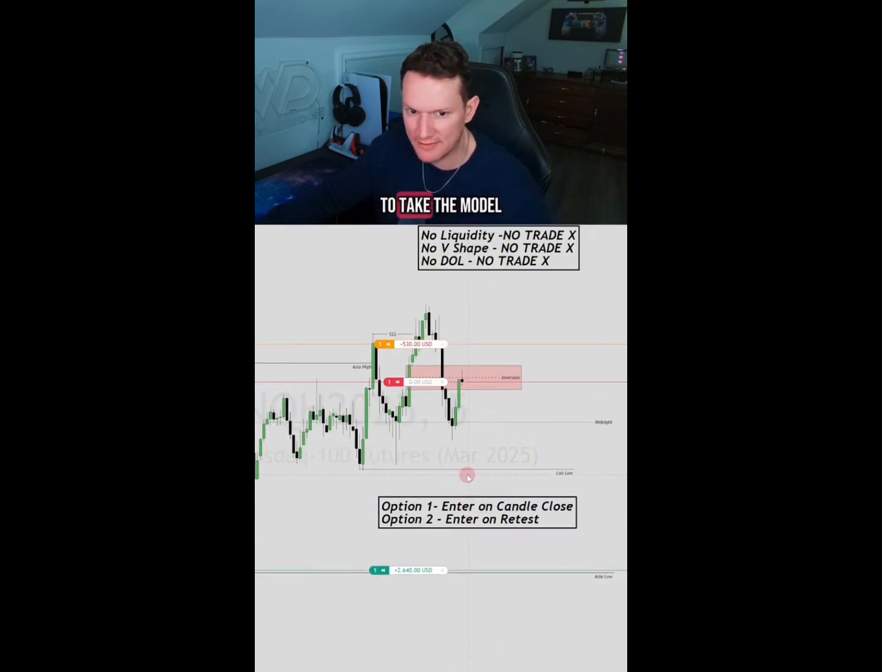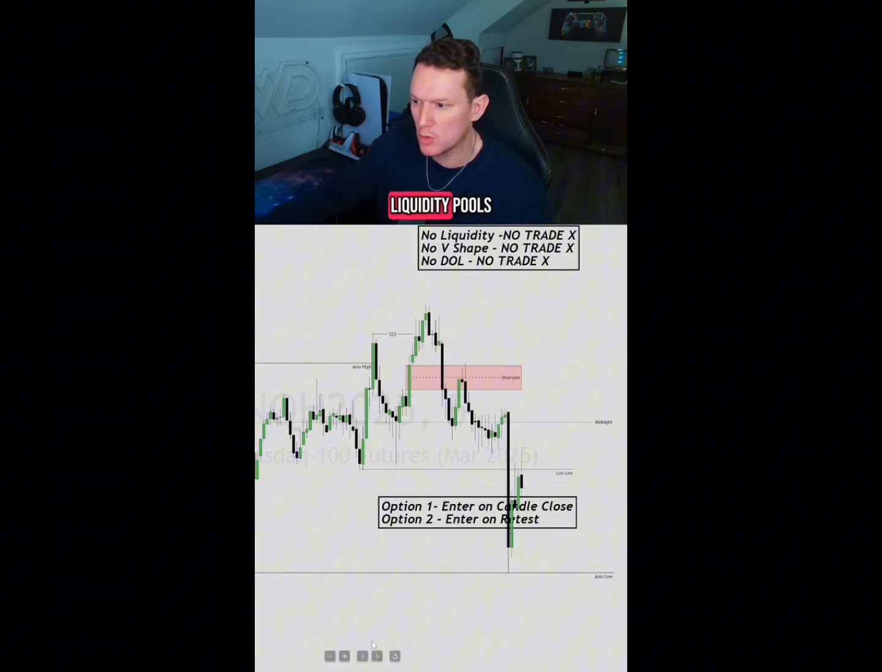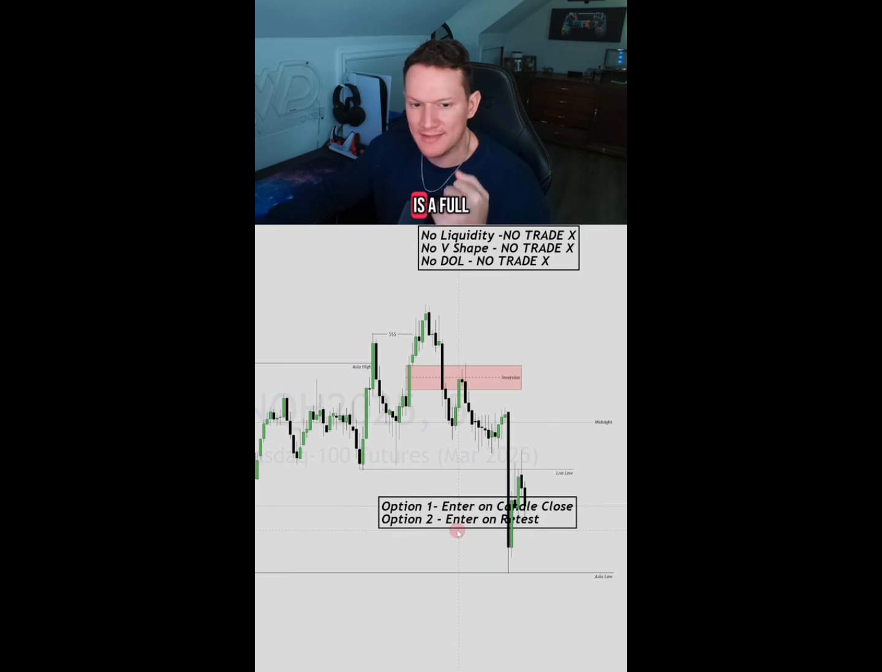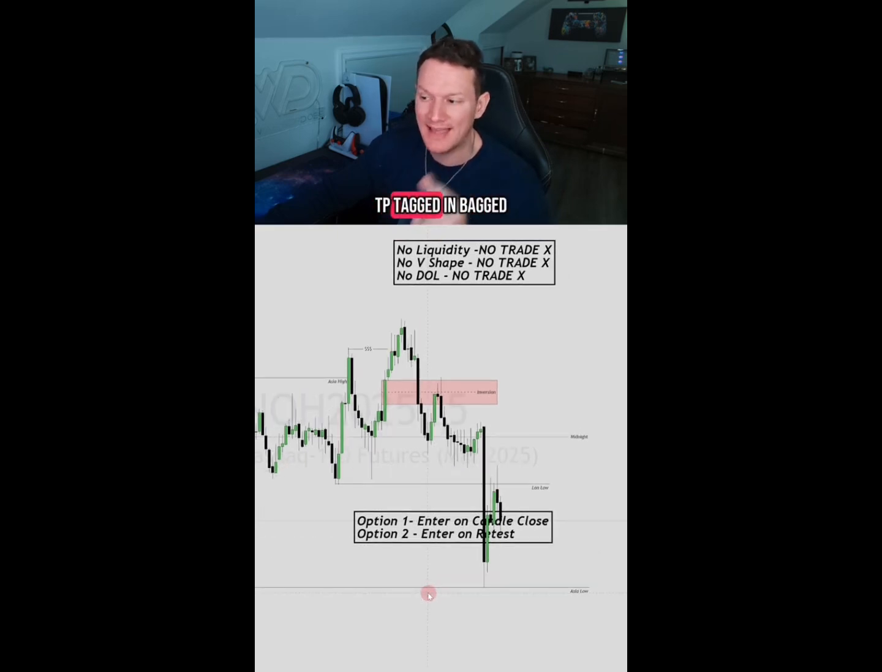There's 2 ways to take the model: enter on candle closure or on the retest. And then the rest is up to the market. We've done everything. We've identified our pattern. We're going to let this market now draw towards our liquidity pools. And boom, that is a full TP tagged and bagged.